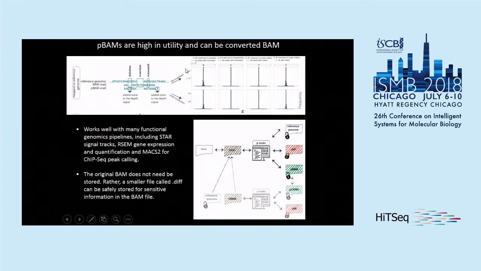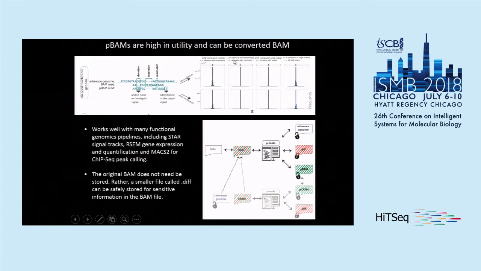For example, we can remove variants that have certain minor allele frequencies, or we can remove all the split reads, or we can remove just mismatches. You can choose what to remove, or you can remove everything. And then, as you can see in this plot, our epsilon values are very close to zero, so that these files have high utilities while protecting the sequence information from the people that you're distributing to.